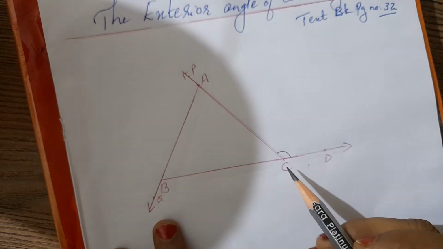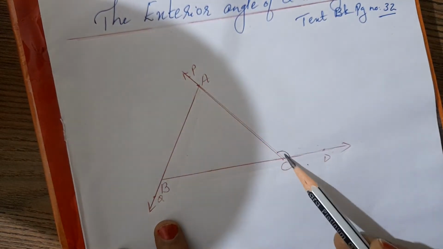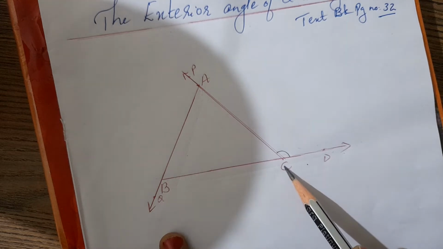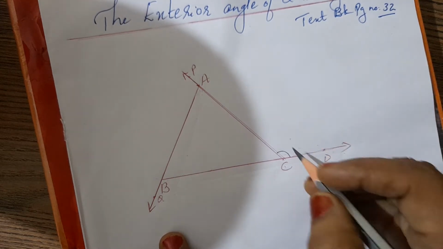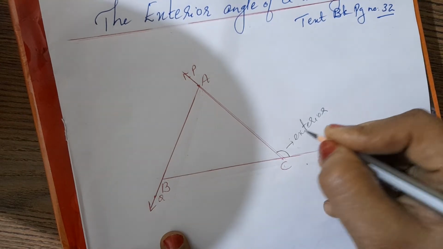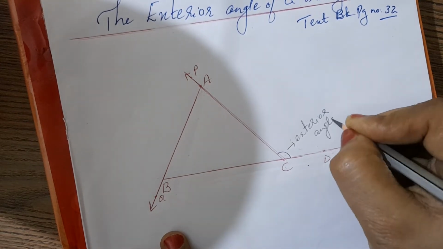So children, we can see that this angle ACD is lying outside the triangle ABC. So this angle is called the exterior angle. What is it called? Exterior angle of a triangle. We can say exterior angle.